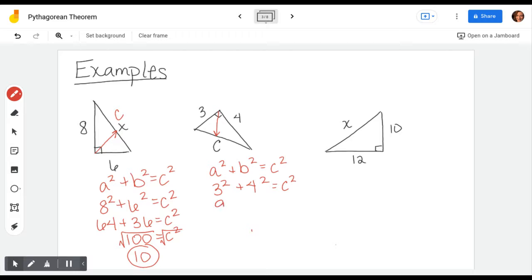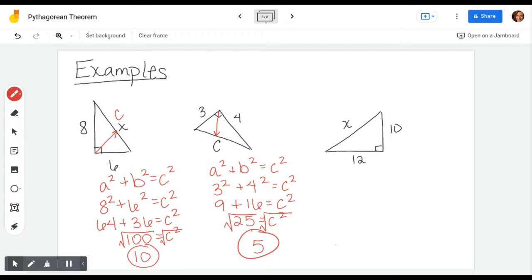So this says 9 plus 16 equals C squared. Add those together, you get 25 equals C squared. But we don't want C squared, we want C. So the opposite of squaring something is taking the square root. And I know, big shock, you had no idea on this one, right? You hadn't seen it before or anything. Your missing side length is a 5.